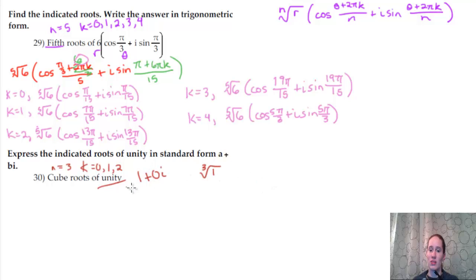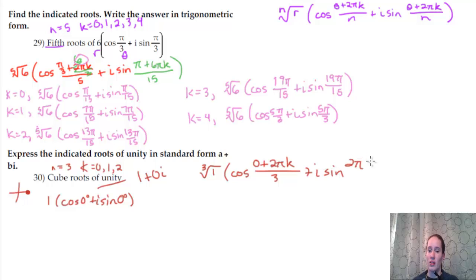Oh, well, I guess we need to put this in trig form, don't we? 1 plus 0i is this point out here, has a radius of 1 and an angle of 0, either in degrees or radians, whichever you choose to use. So, cube root of 1 cosine theta, which is 0, plus 2 pi k over n, which is 3. We can simplify that a little bit by just making it 2 pi k over 3.